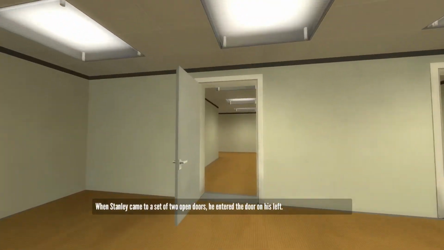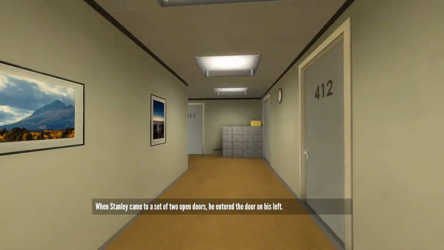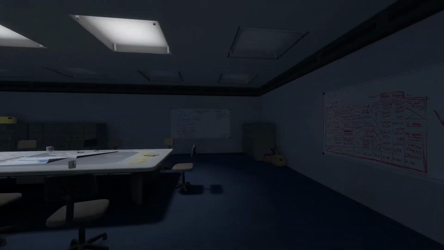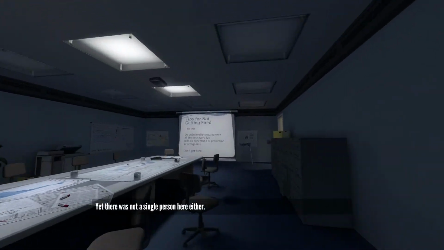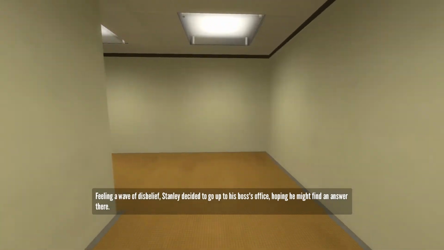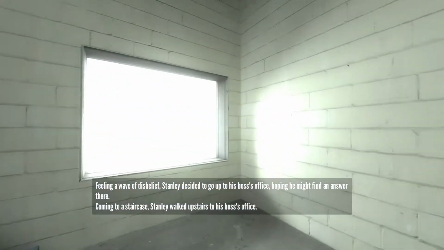When Stanley came to a set of two open doors, he entered the door on his left. Yet there was not a single person here either. Feeling a wave of disbelief, Stanley decided to go up to his boss's office. Coming to a staircase, Stanley walked upstairs.